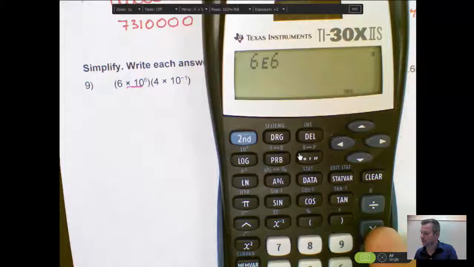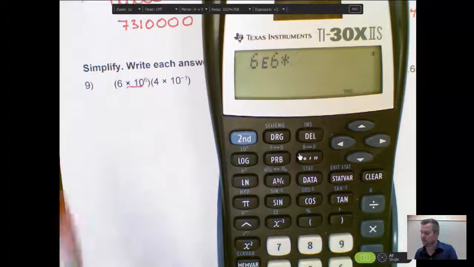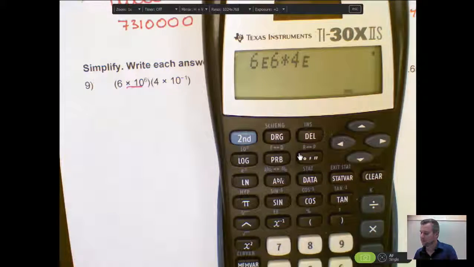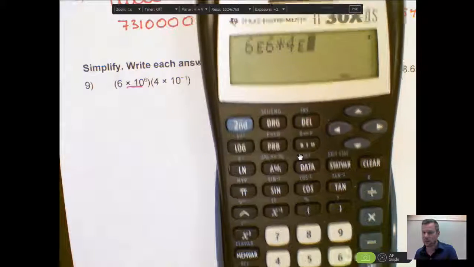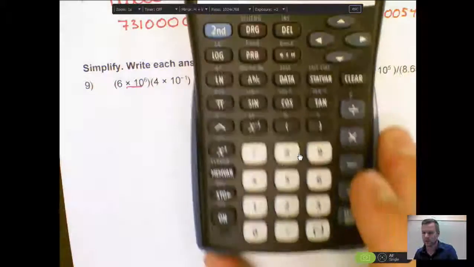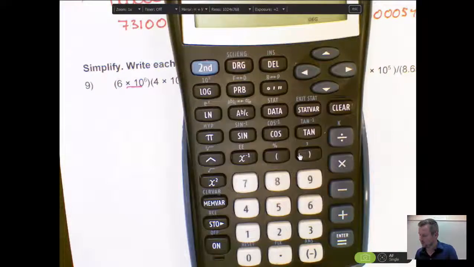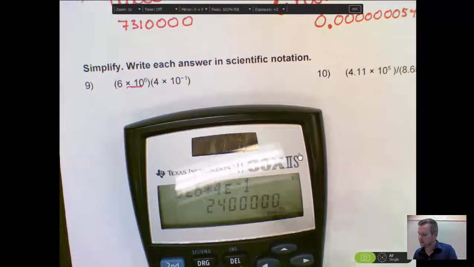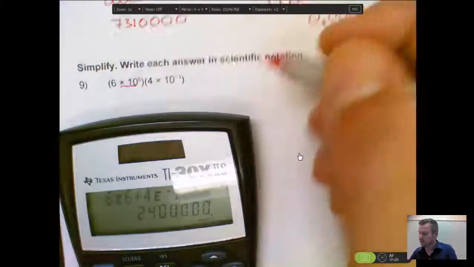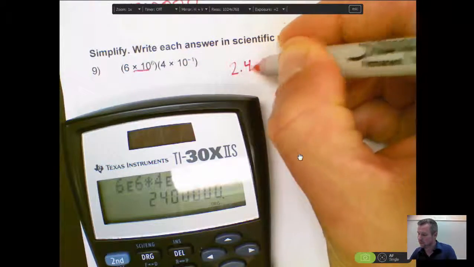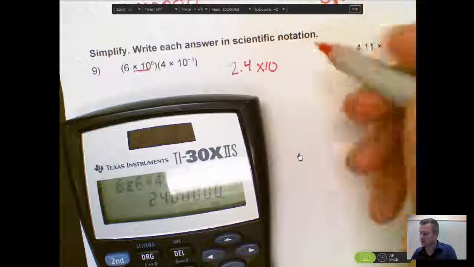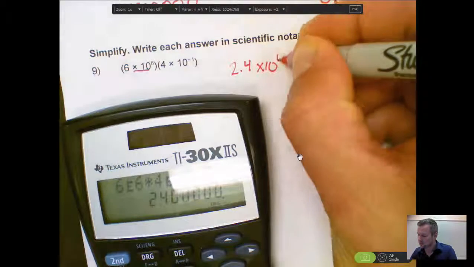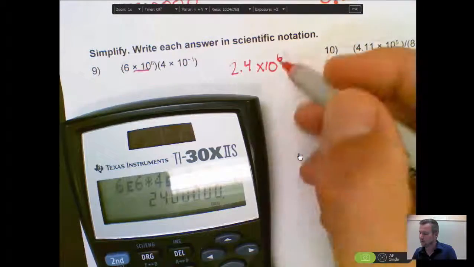Then since this is multiplying, I can hit multiply, or I could just put these both in parentheses as it says right here. 4, second key, EE, to represent the times 10, and I need to do -1. Make sure you use the negative key instead of the minus key. I'm going to hit enter, and then this is a really big number, so I can only have one place value to the left, 2.4. We know it's going to be times 10 to the however many place values we need to move this. Here's 3, here's 6. This is going to be a 6, not positive or negative. This is big, so I need to multiply by a big.